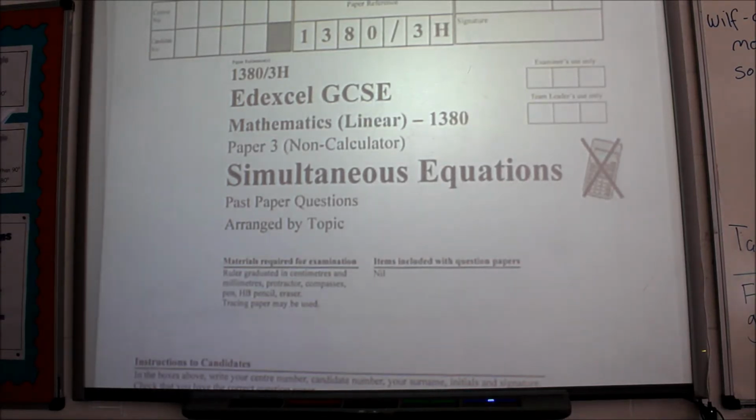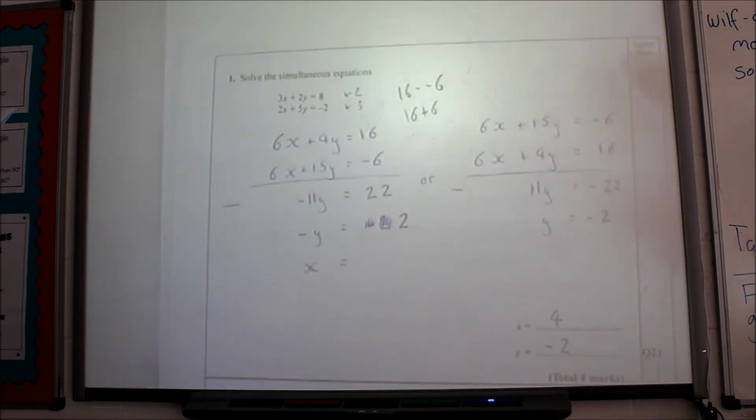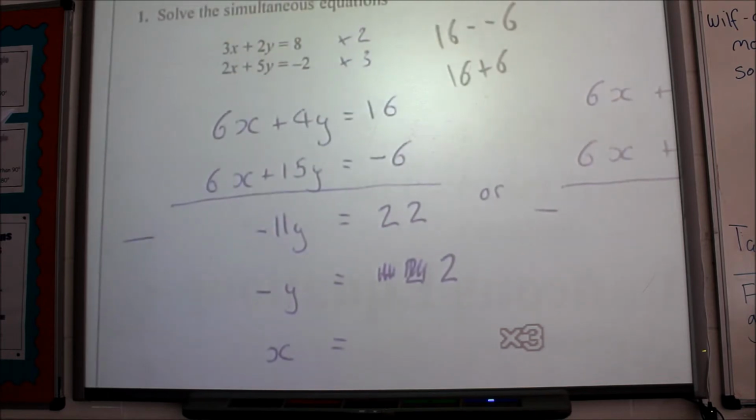Past paper questions on the higher paper on simultaneous equations. Question number 1. Solve the simultaneous equation which we've got here. Let's zoom in so we can have a look. Okay, what you've got to do is get either your x's or the y's the same.